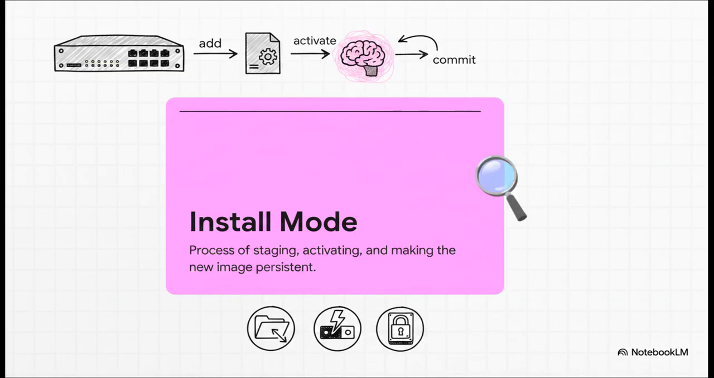Now, assuming your checksum is perfect, it's time to actually execute the installation using install mode. The exact command syntax you're going to use is install, add file, activate, commit. Let's break down the logic of why this works so flawlessly. Add stages the image on the switch. Activate tells the switch to actually swap over to that newly staged image. And commit is what makes that new image persistent after a reboot. It's just a super elegant, safe, and logical way to handle the whole software swap.